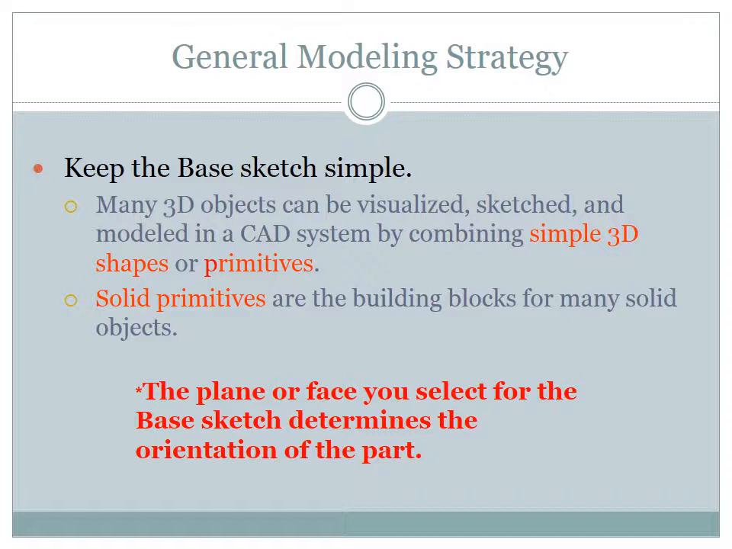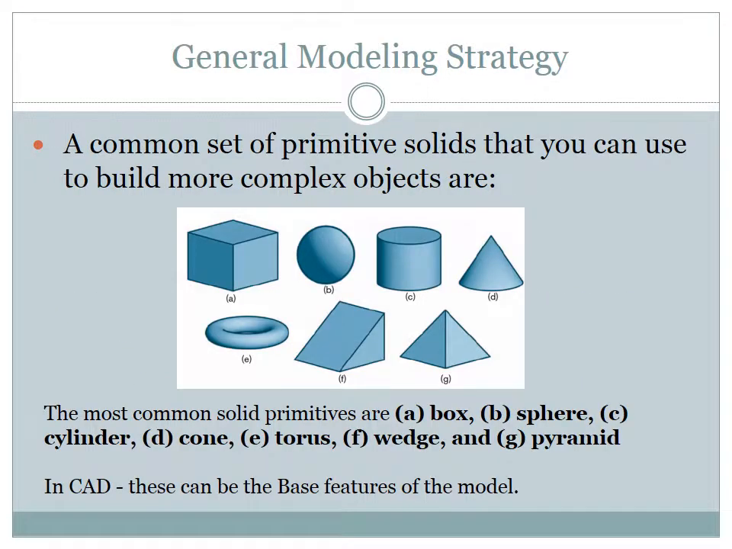Many 3D objects can be visualized, sketched, and modeled in a CAD system by combining 3D shapes or primitives. Solid primitives are the building blocks for many solid objects. And remember, the planar face you select for the base sketch determines the orientation of the part. The most common solid primitives for building base features are the box, the sphere, the cylinder, the cone, the torus, the wedge, and the pyramid.